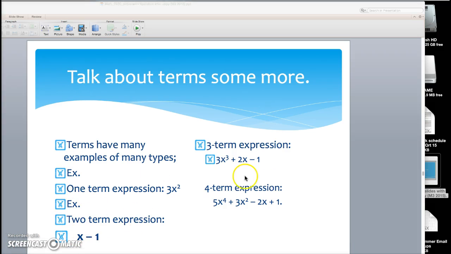Anyway, about the terms. Terms have many examples. Here's an example of a one-term expression, 3x squared. A two-term expression would be x minus 1. A three-term expression would be 3x cubed plus 2x minus 1. And a four-term expression would be 5x to the fourth plus 3x squared minus 2x plus 1. So these are sort of comments about different kinds of terms.